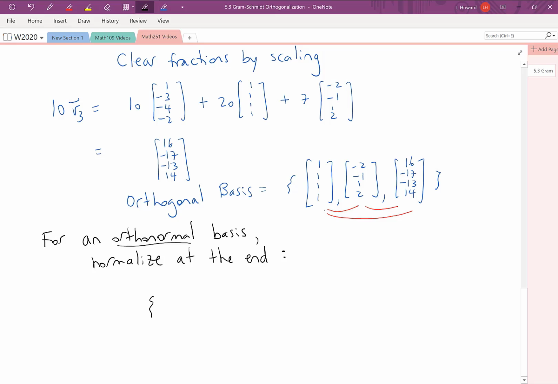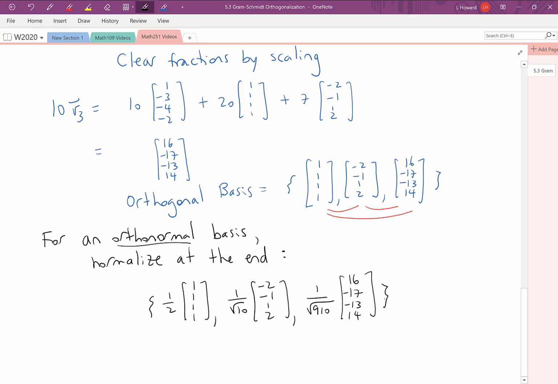We'd look at the first vector and we'd say its length is √4, or maybe easier just to say 2. So we go 1/2 times 1, 1, 1, 1. Length of the second vector is √10, so we'd go 1/√10 times -2, -1, 1, 2. And then for the third vector, you can check that the length is √910. So we go 1/√910 times our vector 16, -17, -13, 14. So there we go. That's our orthonormal basis, just as a follow-up to that first problem.